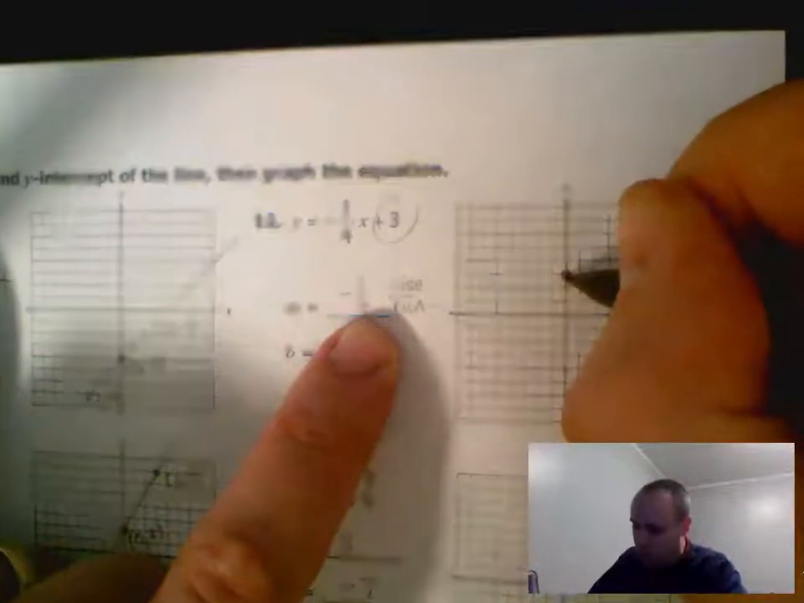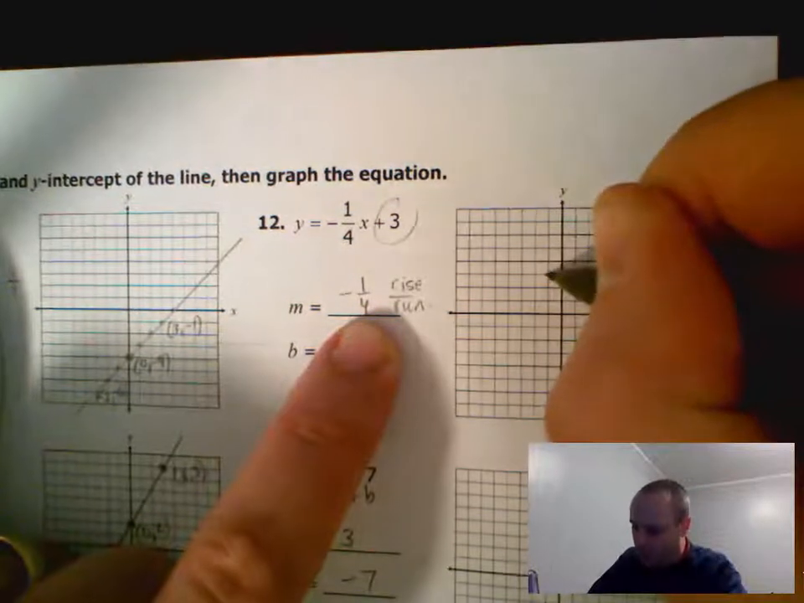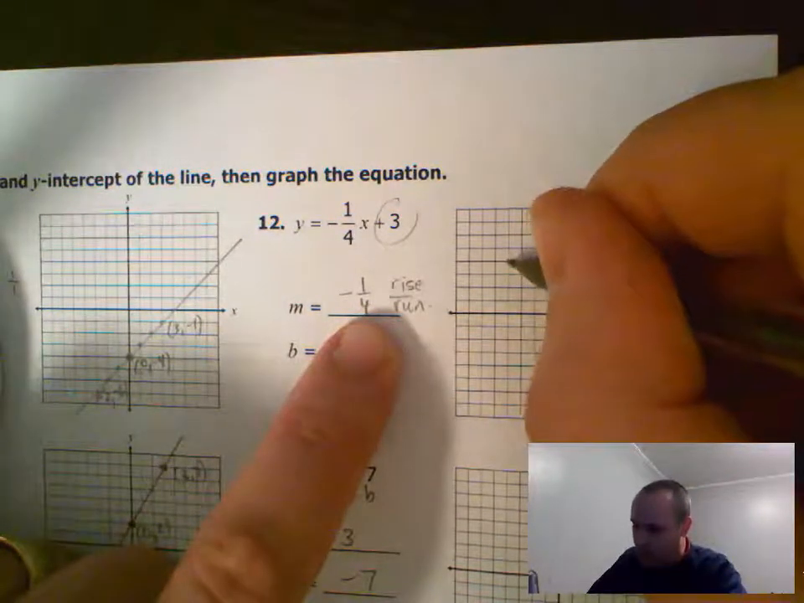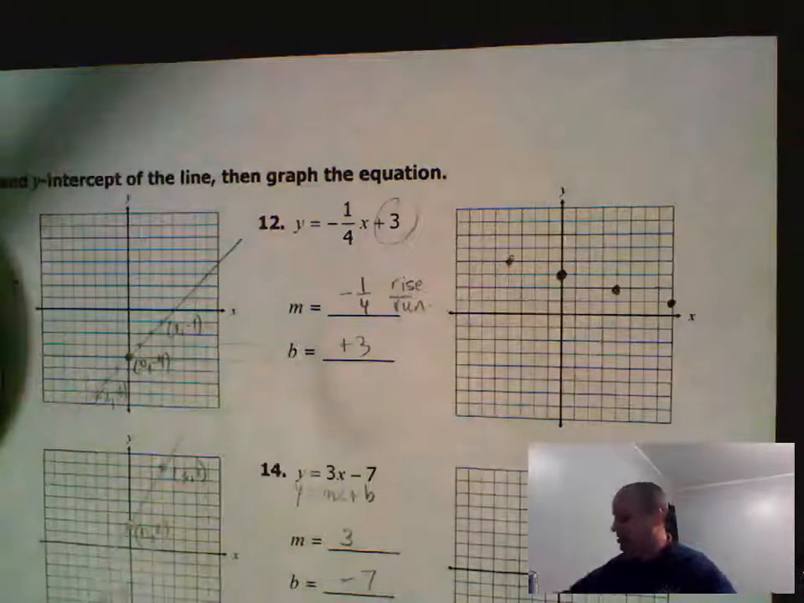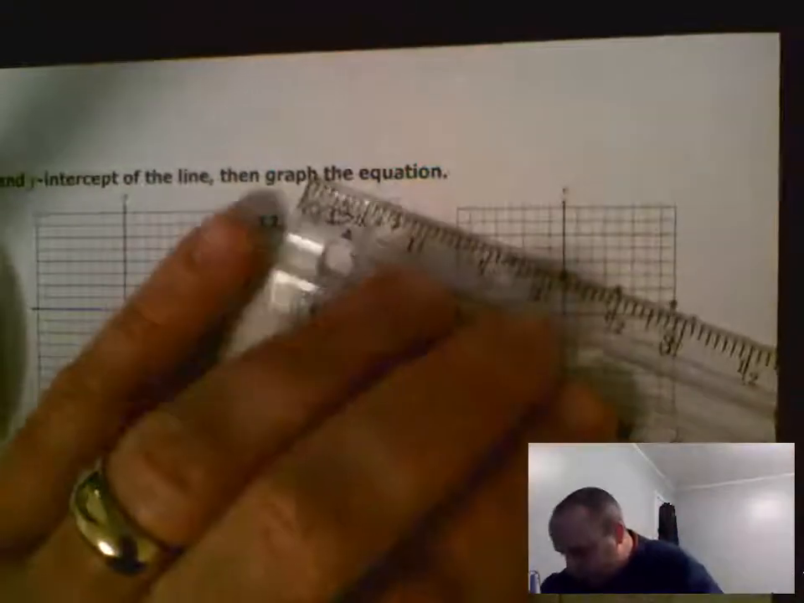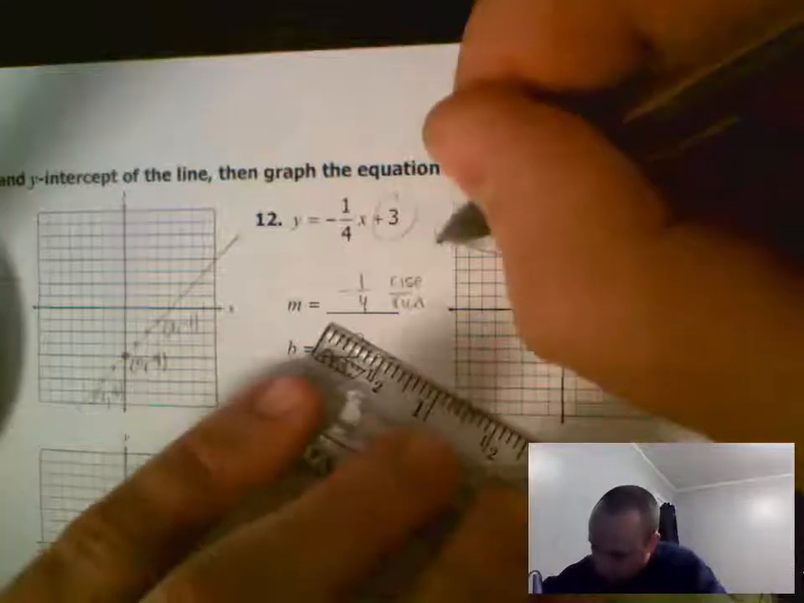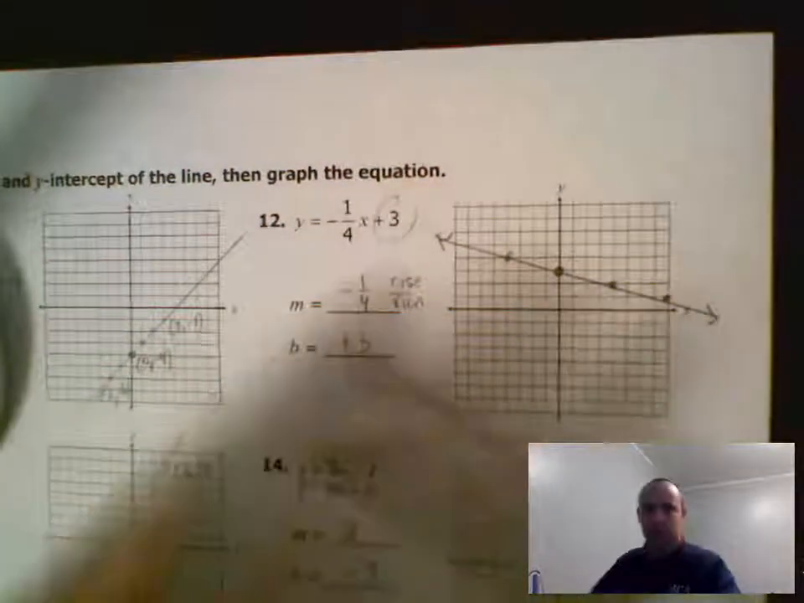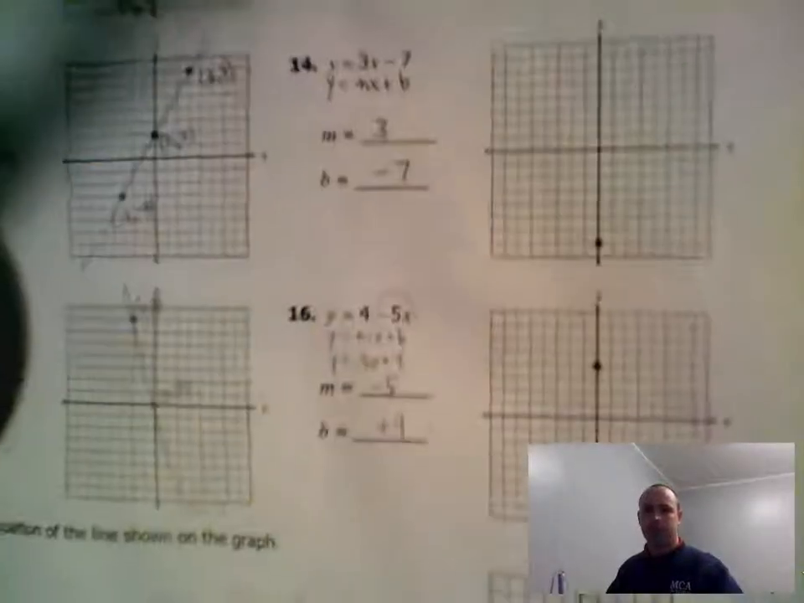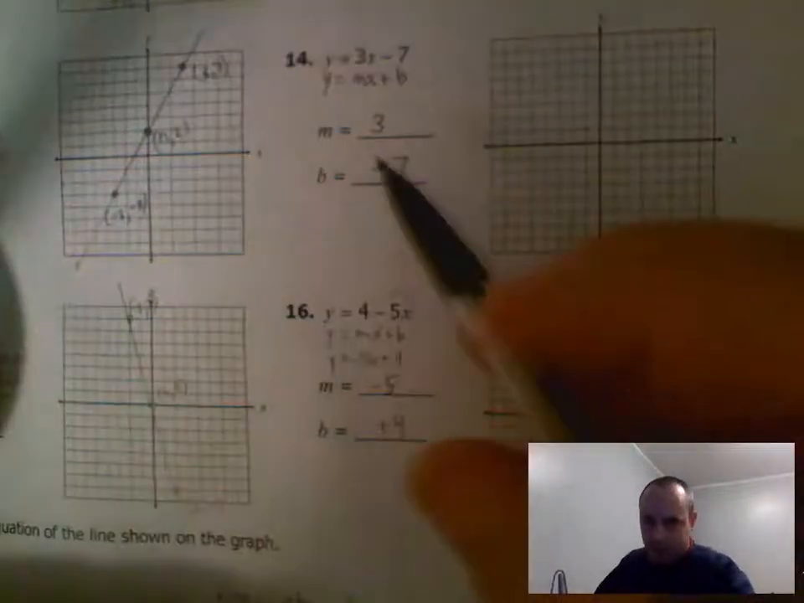You probably want to go the opposite direction. So 1, 2, 3, 4. This way you would rise 1, because you're going the opposite direction or backwards. So there's number 12. Number 14 is a slope of 3.